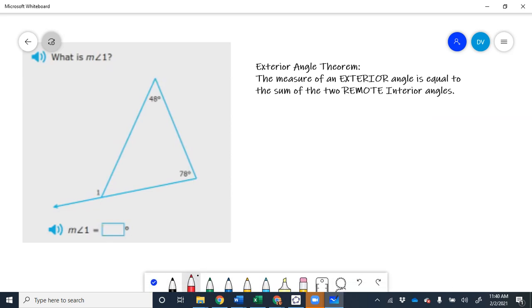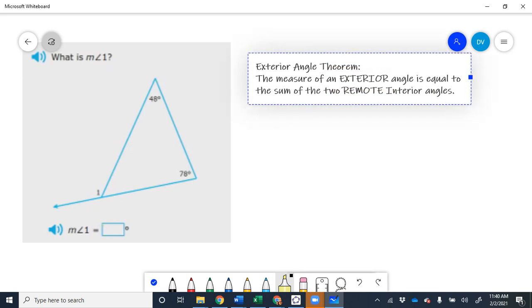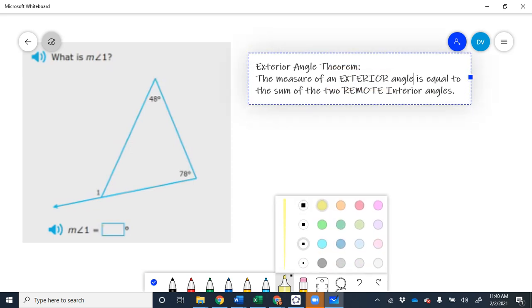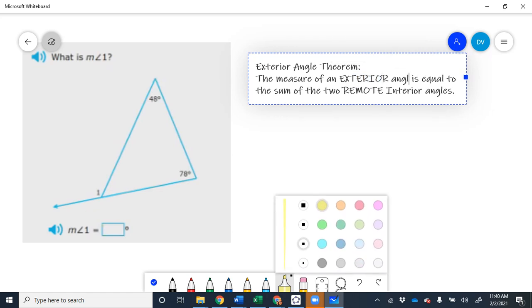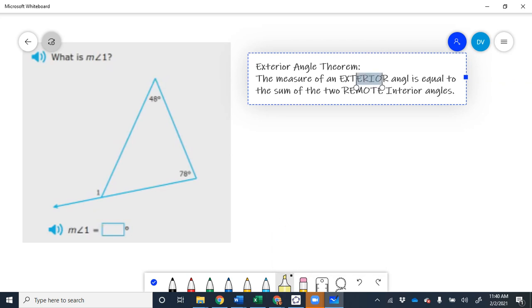This word right here, exterior. Can you tell me what that means? It's okay if you don't know. Doesn't it mean outside? Why is it not getting yellow like I said? Anyway, yeah, it means outside, doesn't it? The word exterior. And of course, interior means what? Interior means inside, doesn't it?